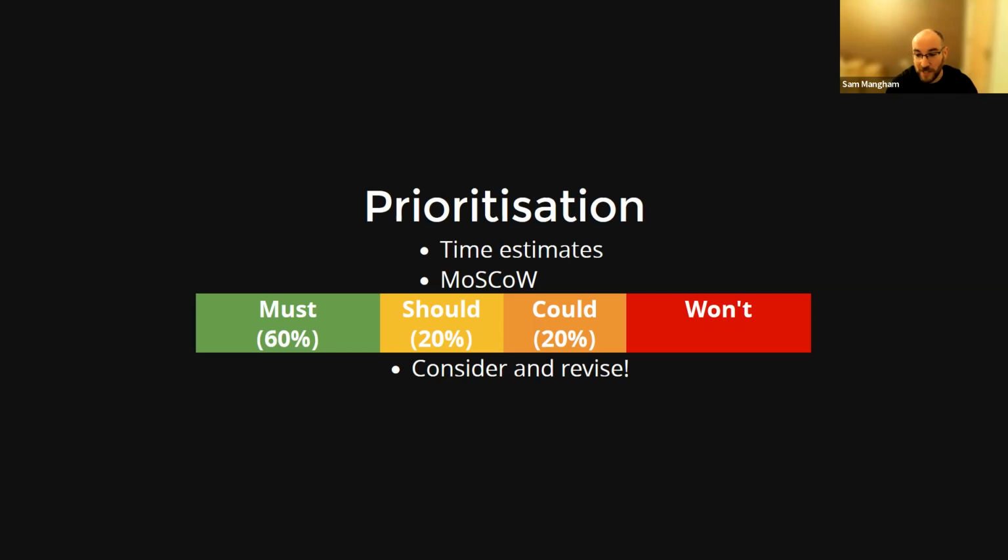So a common strategy for this is MoSCoW prioritization: must, should, could, and won't, where for a given block of development time, only 60% of that is supposed to be on tasks that we think are essential to the project. So however long you're going to make this block of development time, about 40% of it should be on things that just aren't essential. They're features that maybe your code should have, but you can live without. They're things that you could fit into the paper, but you can publish without.